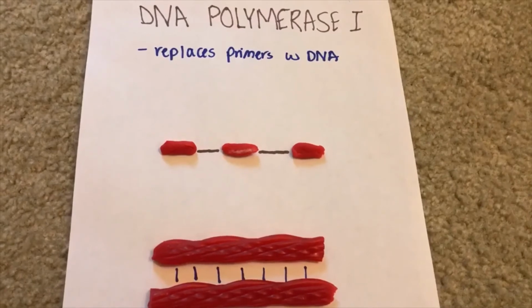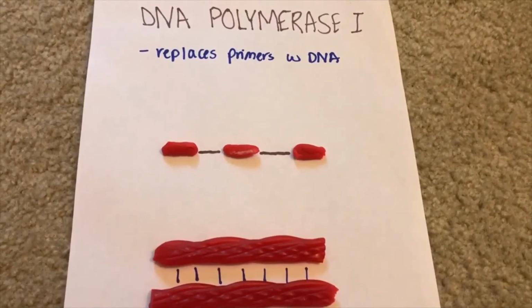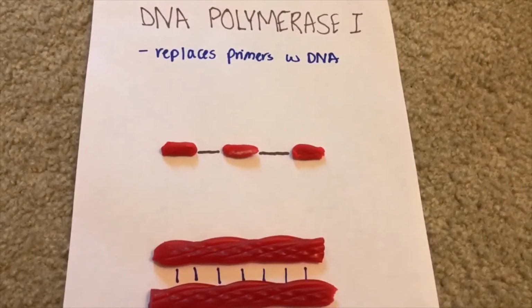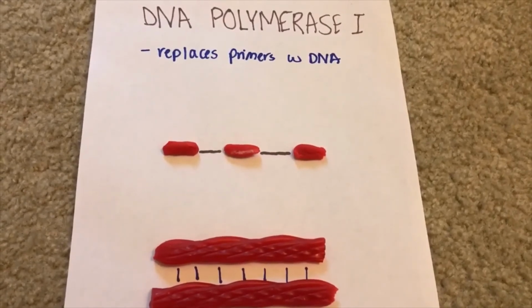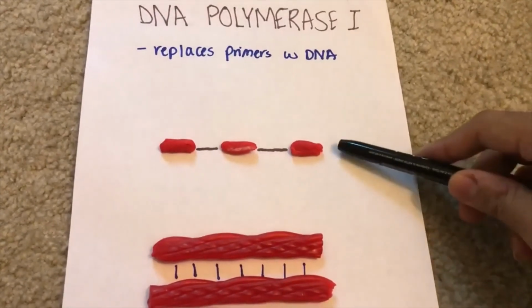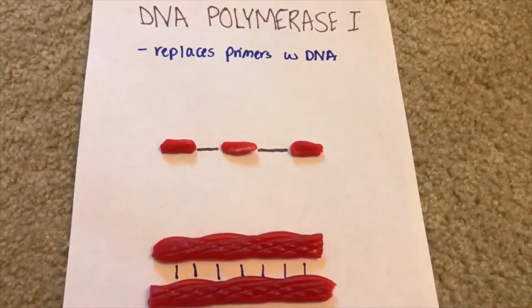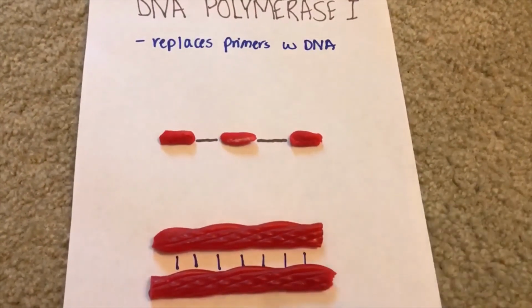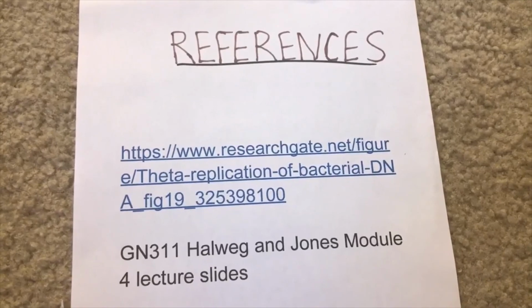remove primers used during replication and replace them with DNA. If this function were unable to perform, I would hypothesize that Okazaki fragments would be unable to connect, along with the DNA not connecting to phosphodiester bonds. These are the references that I have used.